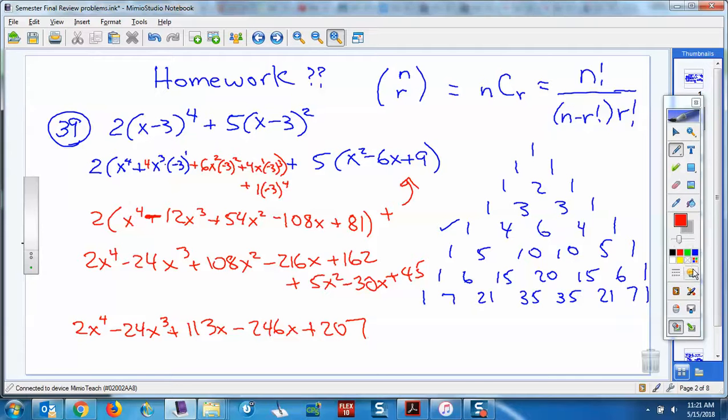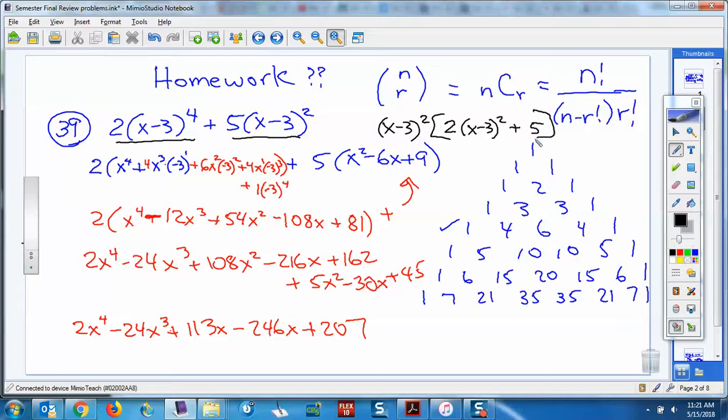Now the other thing, I'm not going to go all the way through it. The other thing we could have done here is, what do those two have in common as a common factor? They have 2(x minus 3) squared. So you could take this and go (x minus 3) squared, and then you'd be left with 2 times (x minus 3) squared plus 5.